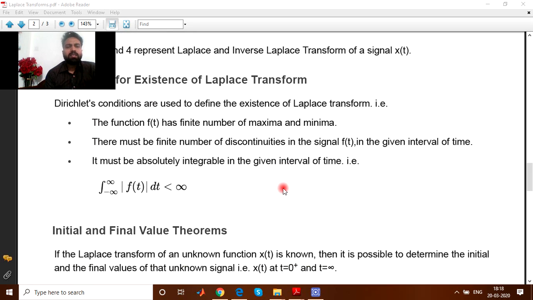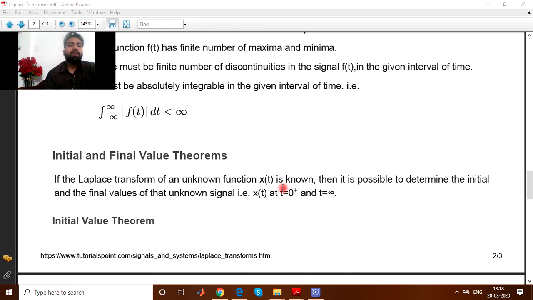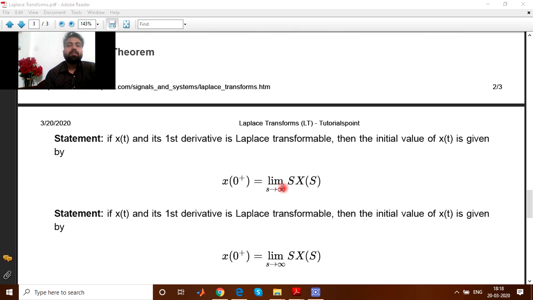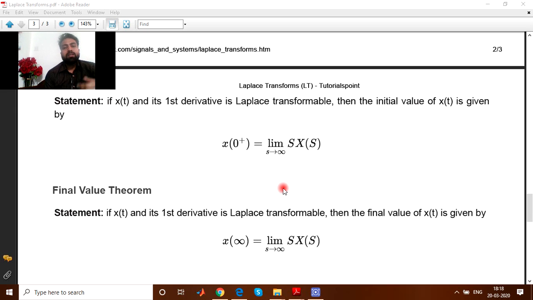Similarly, moving on, there are the initial value and final value theorems that represent where it converges. This value basically tells us that putting the value as x(0) tells us where the initial boundaries come up. So if x(t) and its first derivative are Laplace transformable, then the initial value of x(t) is given by x(0+), which is the limit as s tends to infinity of sX(s). This tells us from where the region of convergence starts.